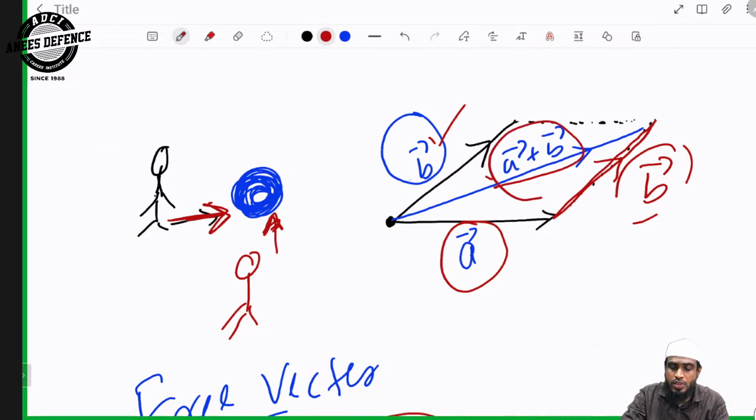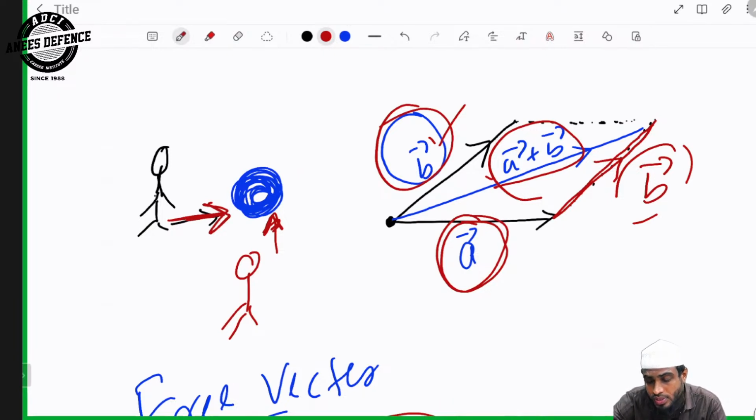In the parallelogram case, this is B and this is A. They are the adjacent sides of a parallelogram. So the resultant will be the diagonal of those two adjacent sides. So the diagonal will represent the sum. In both cases, the sum is common, but in triangle law of addition, the third side represents the resultant. In parallelogram, the diagonal represents the resultant.